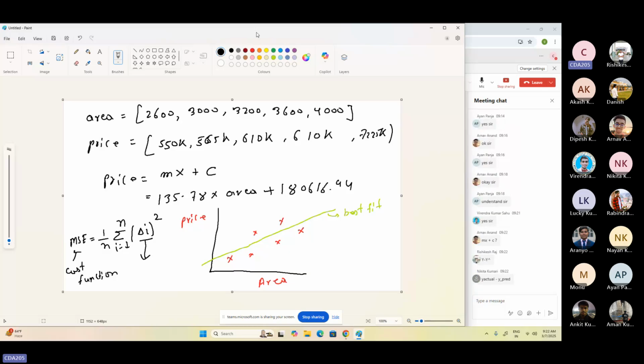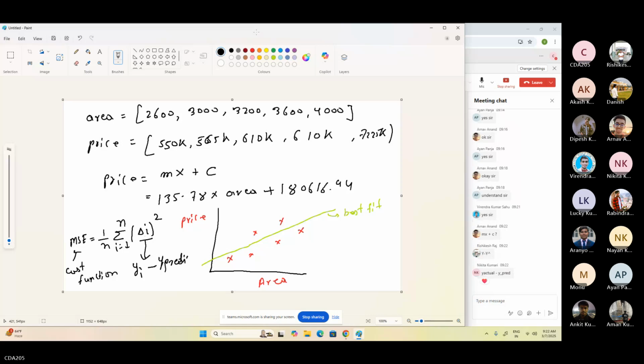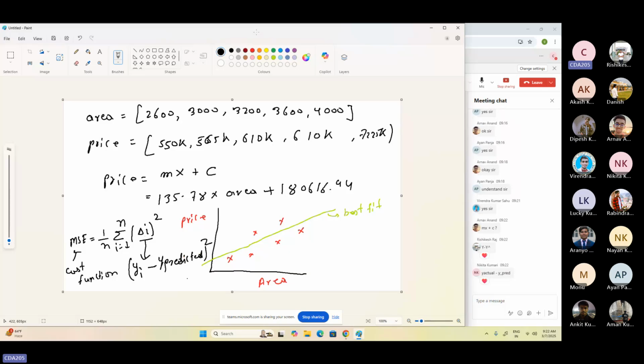What is y minus? Yes. Nikita and Rishikesh, you are also right. That is the yi, that is the actual minus y predict. Okay. Now can anyone elaborate these equations? Yi minus y predict. Can anyone elaborate it? Combining the Arnav equations.